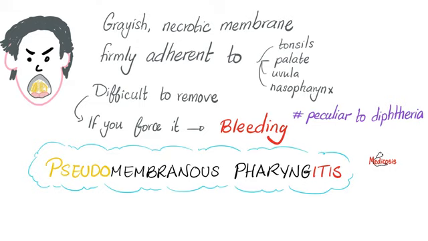I can just delve into the lecture, but I want to give you what's different, what's unique to diphtheria. It's the grayish necrotic membrane that's firmly adherent to the following: tonsils, palate, uvula, and nasopharynx. It's very difficult to remove this membrane in the beginning. If you try to remove it forcibly, the tissue will bleed. This is peculiar and unique to diphtheria. When you see this on your exam question, the answer is diphtheria. Take it to the bank.